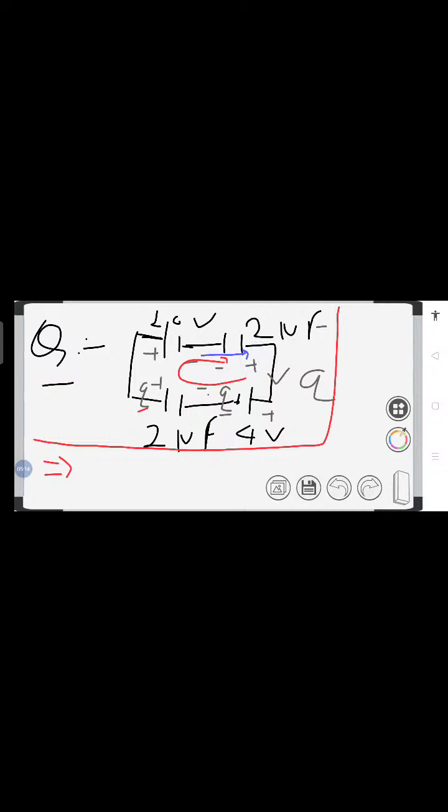So hence, when we apply loop law, the equation will be minus 10 volt, then minus to plus in this capacitor, so it will be plus something, the charge is Q here, and we know the voltage of a capacitor is Q by C. So it will be Q divided by C, that is 2 microfarad.